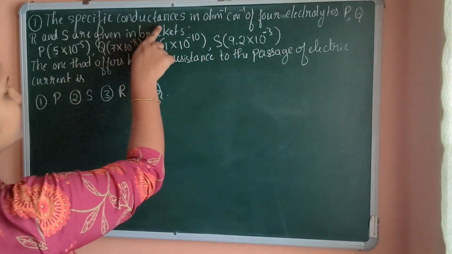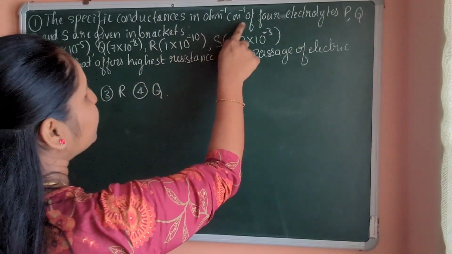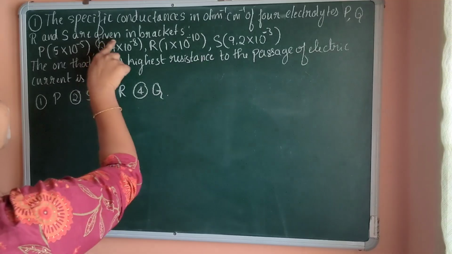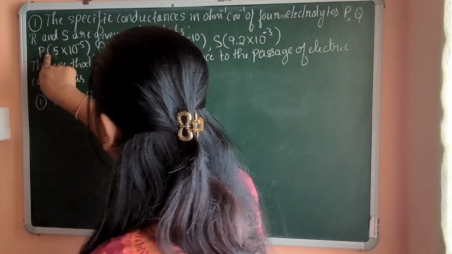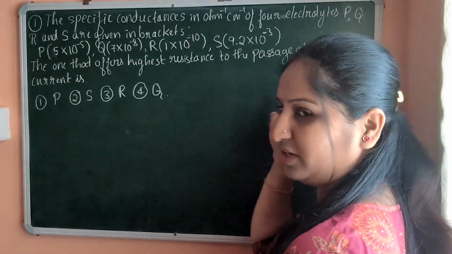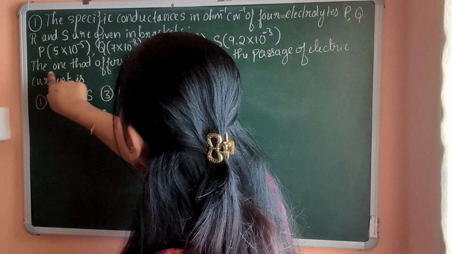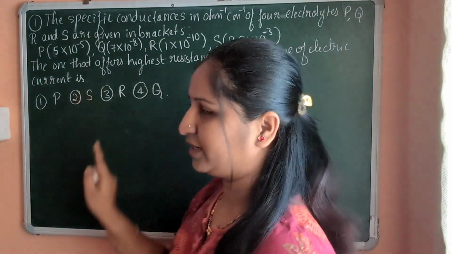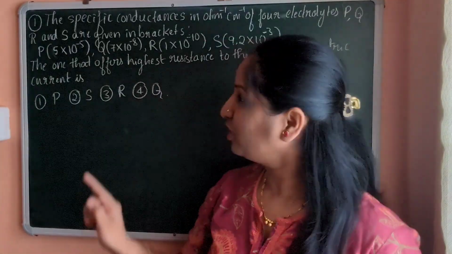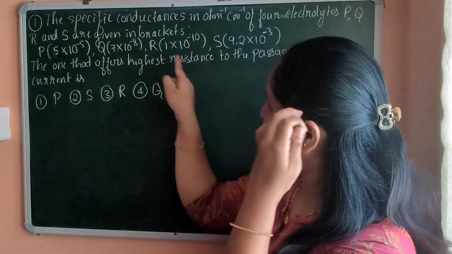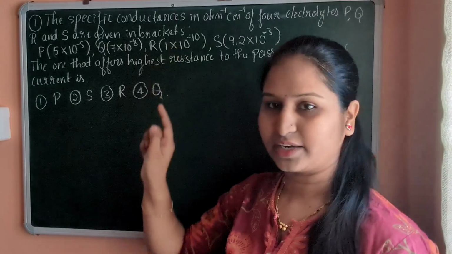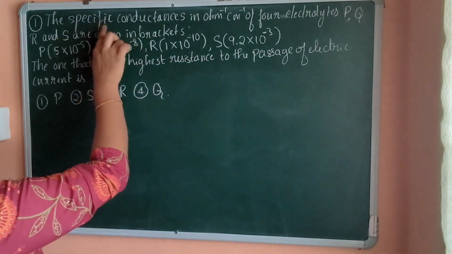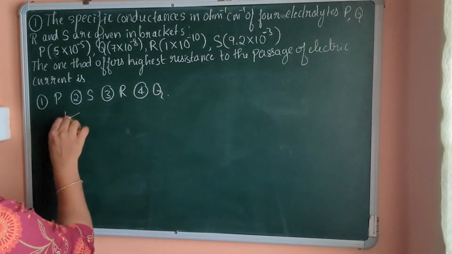The specific conductances in per ohm per centimeter of 4 electrolytes P, Q, R and S are given in brackets. The values of specific conductances are given and they are asking for the one that offers the highest resistance to the passage of electric current. So they are asking for highest resistance, but they have given the values of specific conductances. So what is that? We know that specific conductance is given by K.